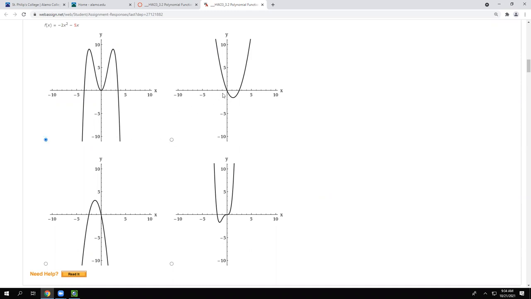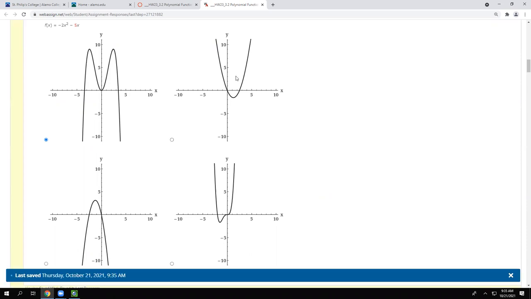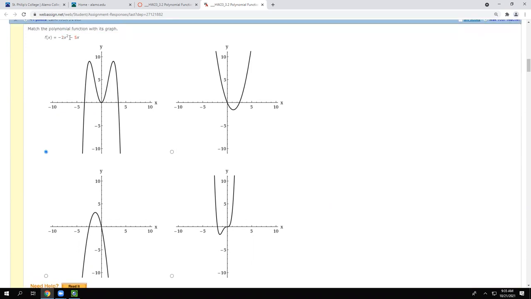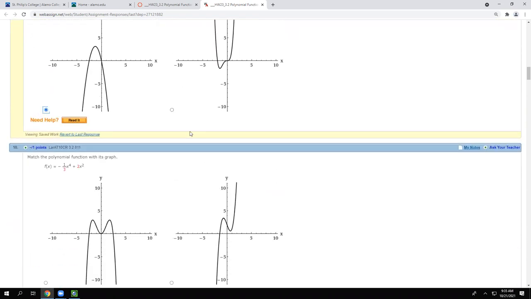So already I know that these two are bad. Or no, those two are good. Those both go down, right? These two are bad. They're both going up. So already, I already chopped it down to just two. It's got to be one of these two. How many turning points can this thing have? Only one turning point. So is this possible? No, it has to be that one.